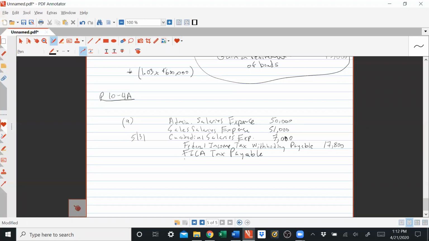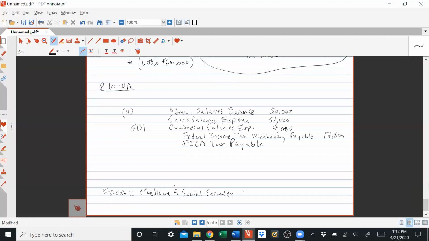Medicare and Social Security, collectively known as FICA. This is an acronym for the act that was passed by Congress to allow the federal government to take money from employers to fund Medicare and Social Security. The Federal Insurance Contribution Act. I can't remember what year it was passed. I think in the 1930s. Maybe later than that. I'm not sure. I'm not a history buff.